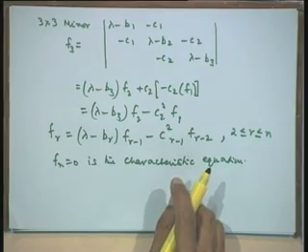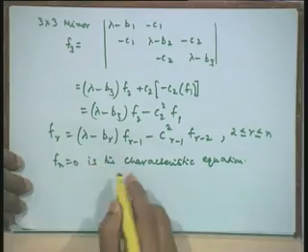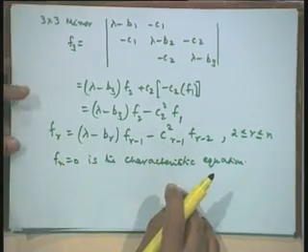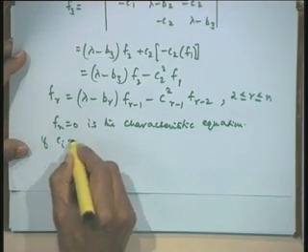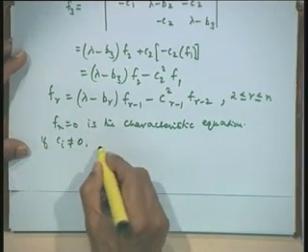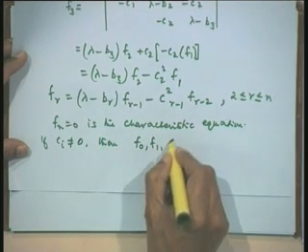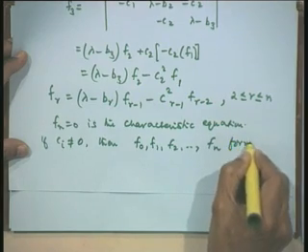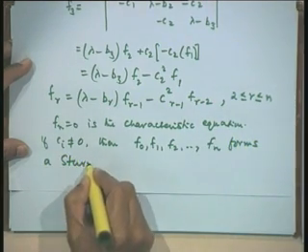Now, if none of these C i's are 0, which we have assumed earlier, then this sequence f 0, f 1, f 2, up to f n forms a Sturm sequence. This proof I will not take, but I will give this result. If C i is not equal to 0, then f 0, f 1, f 2, up to f n forms a Sturm sequence.